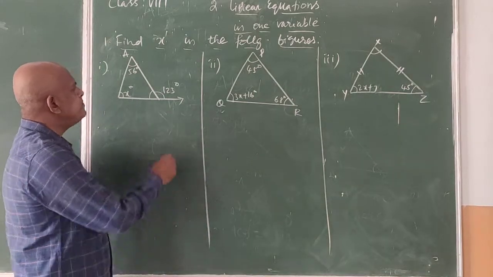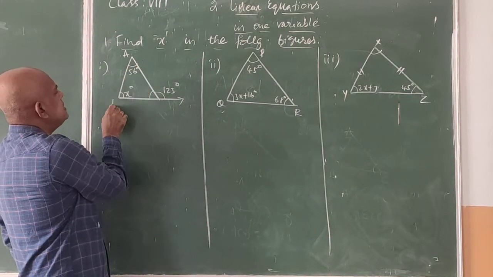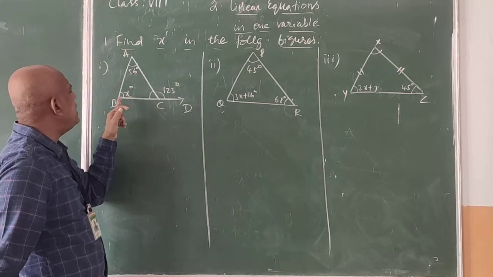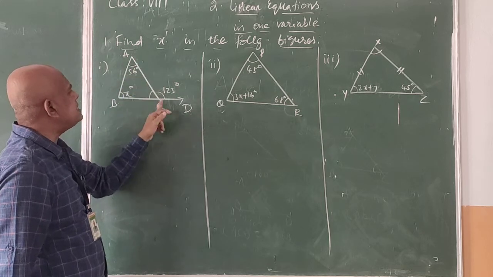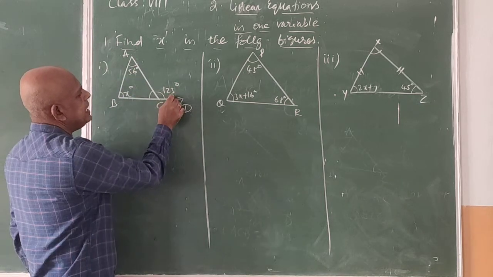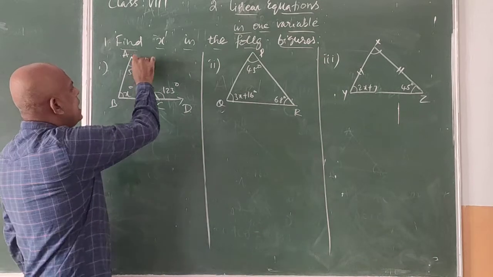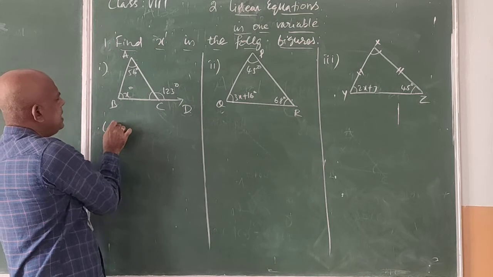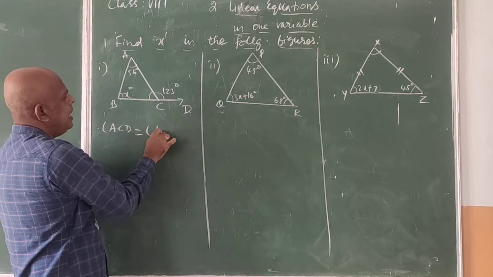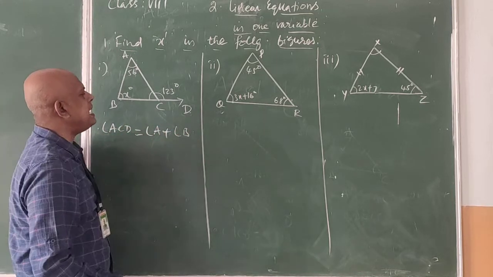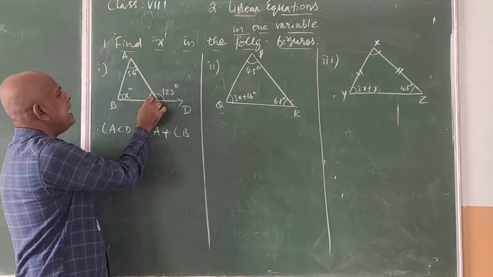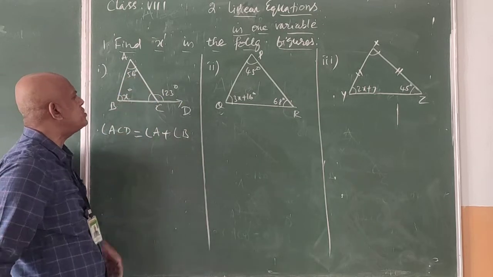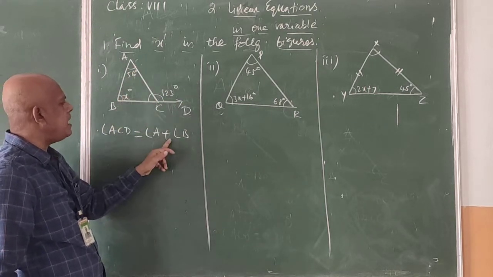First one: this is A, B, C and this is D. Angle A is equal to 56 and angle B is equal to x, and ACD is the exterior angle. As I said, exterior angle ACD is equal to the sum of two interior opposite angles. Angle ACD is equal to angle A plus angle B. Angle ACD is the exterior angle, and the exterior angle is equal to the sum of two interior opposite angles.